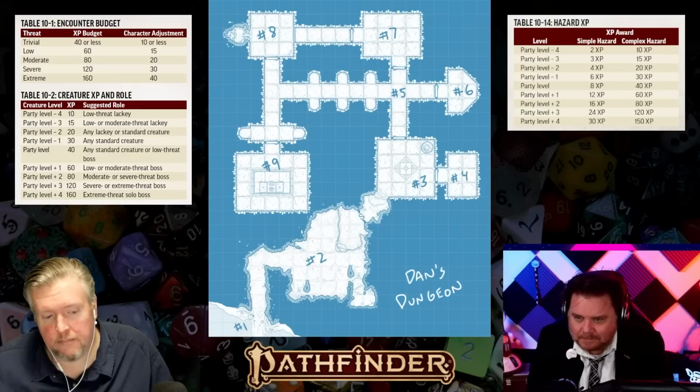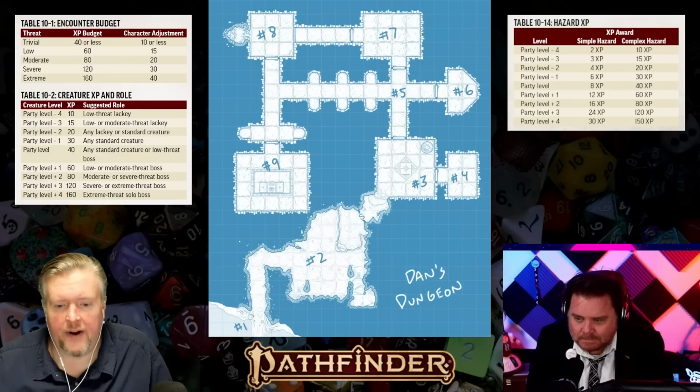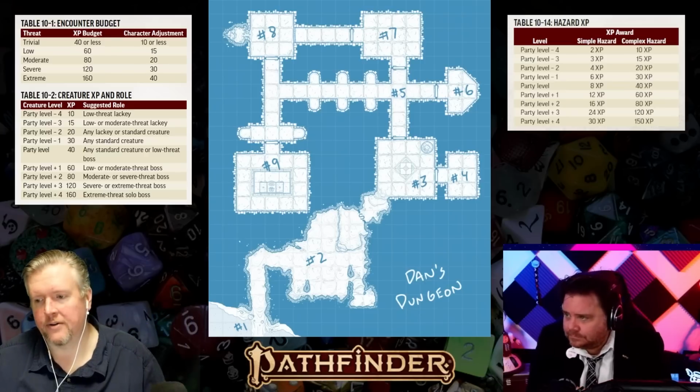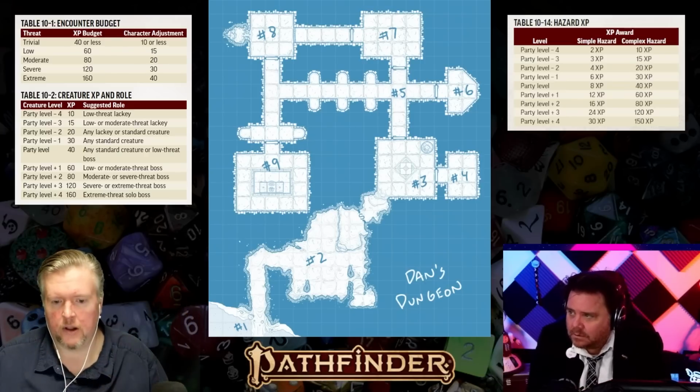Now, before we close it out here today, I did want to touch very briefly on how to design the treasure allotment. We're not going to go through it for this because I think that's beyond the scope of what I want to do here today. That'd be a whole other tutorial.